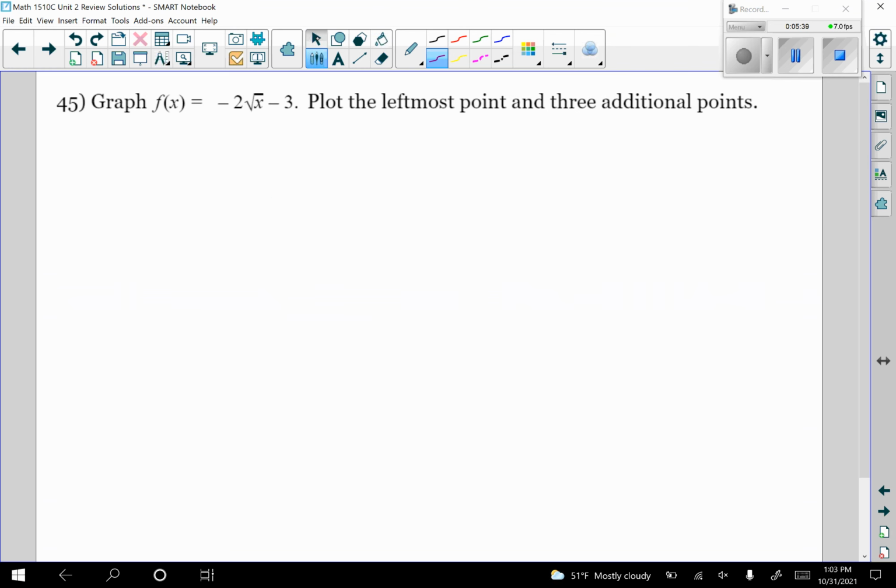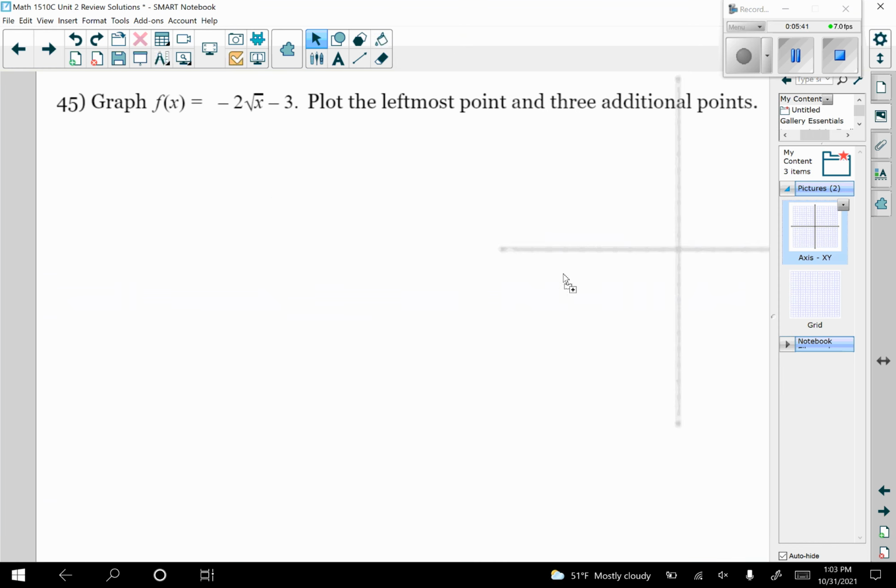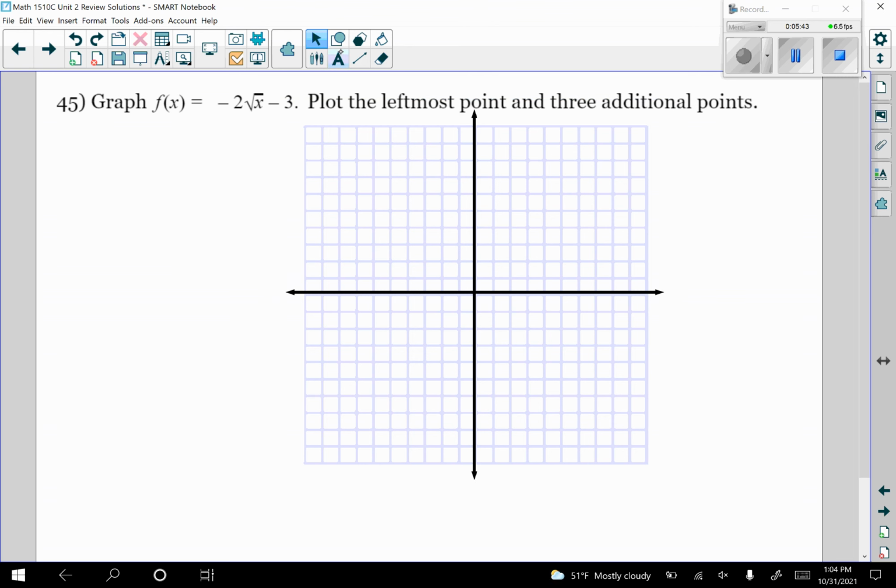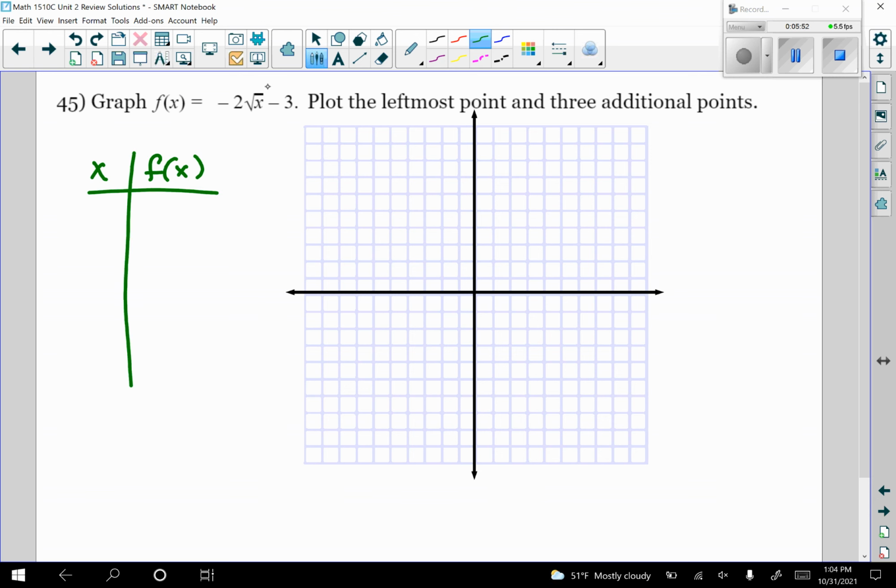All right, we're going to do another graph here of a square root function. And again, we could use transformations, but it's probably just easiest to make a table. There's nothing wrong with this. We just have to pick some good values. So whatever x values we pick, we have to be able to take the square root of it. So let's see here. We can't pick any negative values.